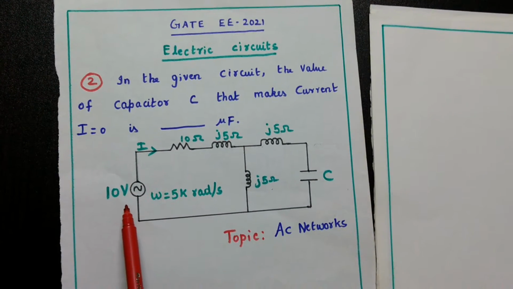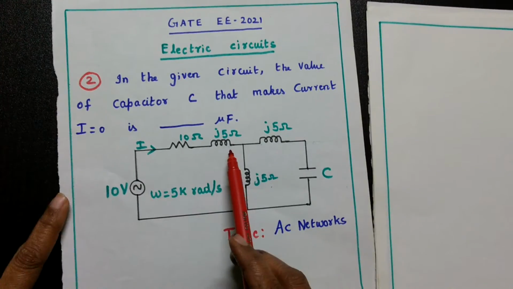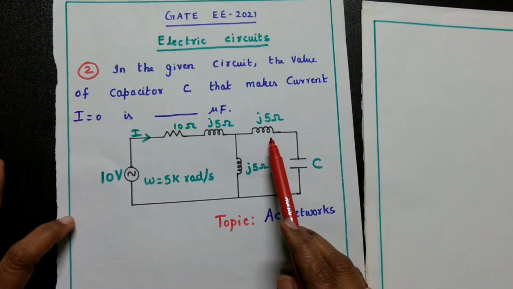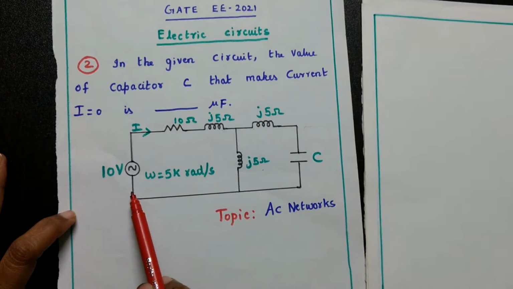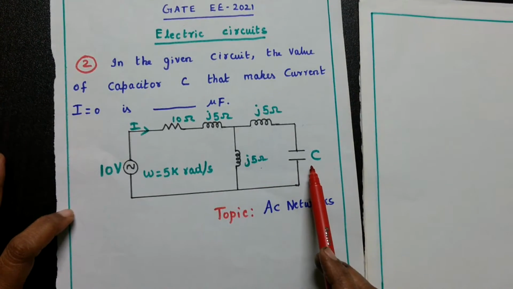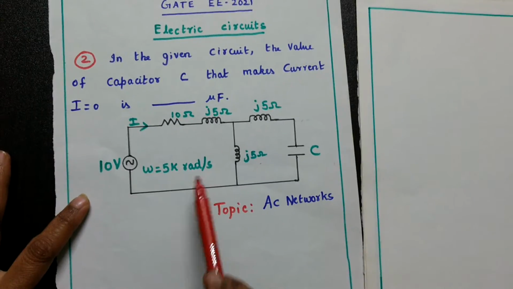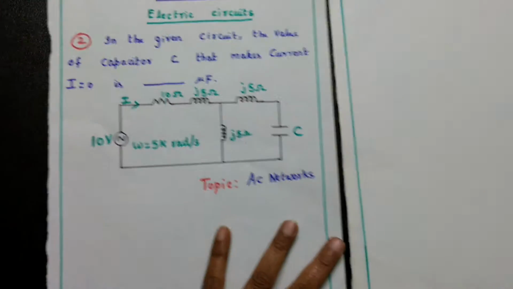So here 10 volt is given in series with the 10 ohms plus j5 inductance, and in the second mesh j5 ohms is the inductance. Across this voltage source, j5 ohms is the inductance and capacitance is also given. Here frequency is given as 5k radian per second. So let me solve the problem.